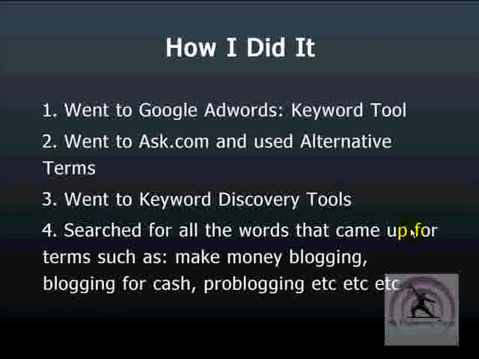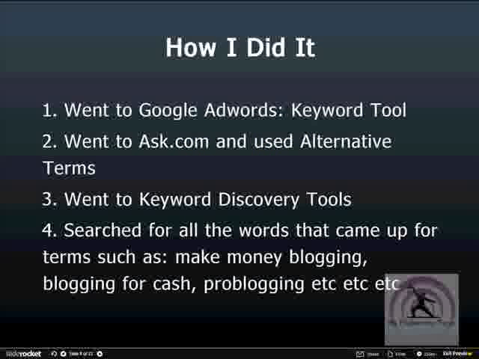So here's how I did it. I went to Google AdWords and I used the keyword tool. I'll go through all the tools I used. I went to ask.com and used the alternative terms tool, and I went to the keyword discovery tool.